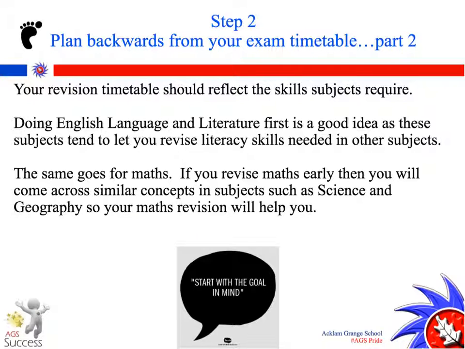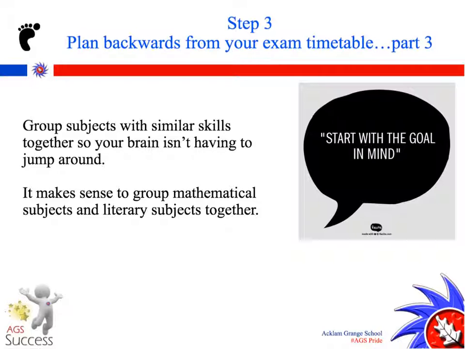And step 2 is thinking about how you might be able to group your skills sets in order to make sure that things overlap. Step 3 is also about the idea of starting with your goal in mind and planning backwards from your exam timetable, thinking about putting all of our skill sets together again. So it makes sense to group mathematical subjects together where possible, as well as literary subjects together where possible.